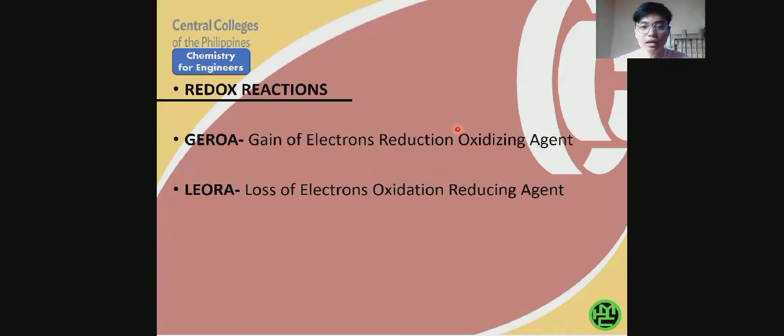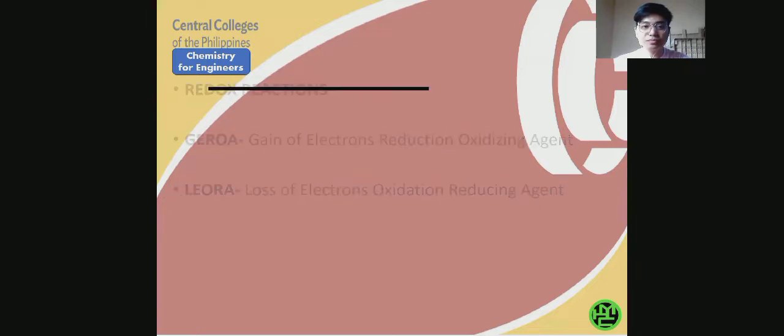So the reduction process is the one that gains electrons, and it is also our oxidizing agent. While the oxidation process is the one that loses electrons, it gives up electrons, and it is also our reducing agent. Okay?